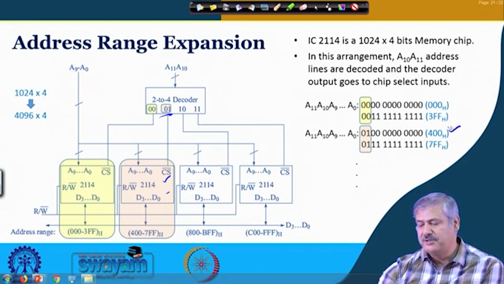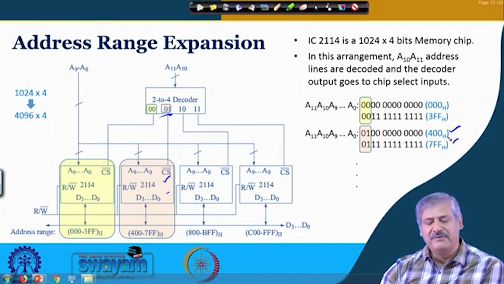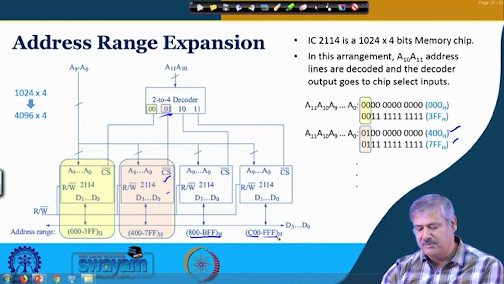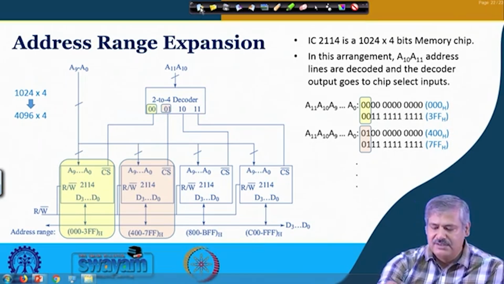So, that is 400 according to this expanded address range, okay, and the last address will be 7FF. Similarly, this one will be 800 and last address will be BFF, and this is C00 and this will be FFF. Is it clear? So, that is the way we can increase the address range.